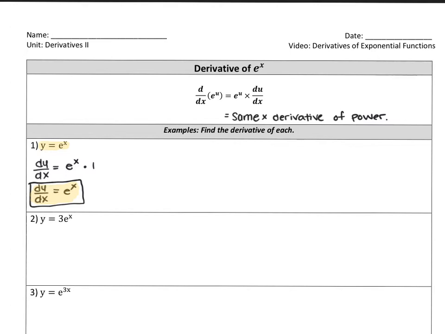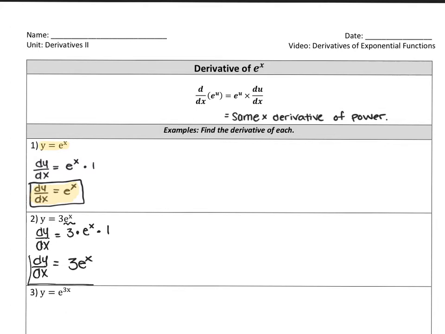So the next one, y equals 3e to the x. If I want to find the derivative, dy over dx, this is the constant multiple rule, where we just keep the 3 in front and then take the derivative of e to the x. And since in example number 1, we know that e to the x is the same times the derivative of the power, we could have just written e to the x if we wanted. Our dy over dx in simplest form here will be 3e to the x.